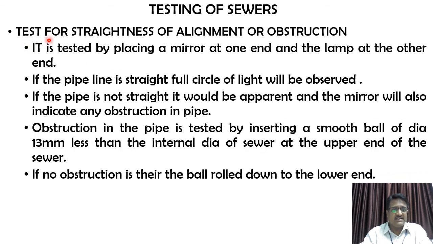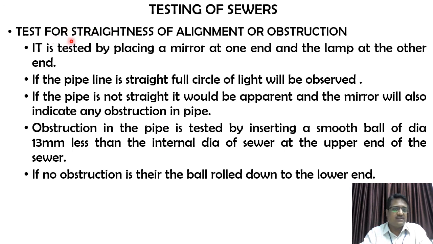Now the second one is the test for straightness of alignment or obstruction. It is tested by placing a mirror at one end and a lamp at the other end. If the pipeline is straight, a full circular light will be observed. If the pipe is not straight, it would be apparent, and the mirror will also indicate any obstruction in the pipe. The obstruction in the pipe is tested by inserting a smooth ball of diameter 13 mm less than the internal diameter of the sewer at the upper end of the sewer line. If no obstruction is there, the ball will roll down to the lower end.